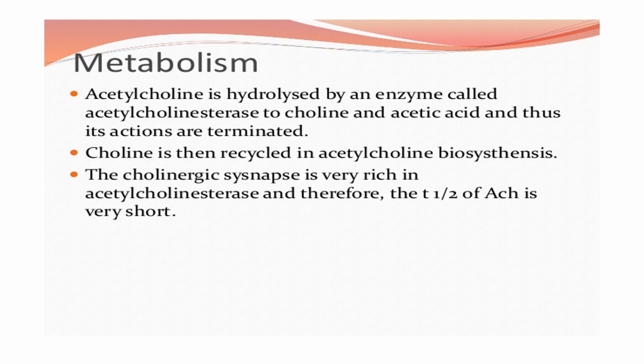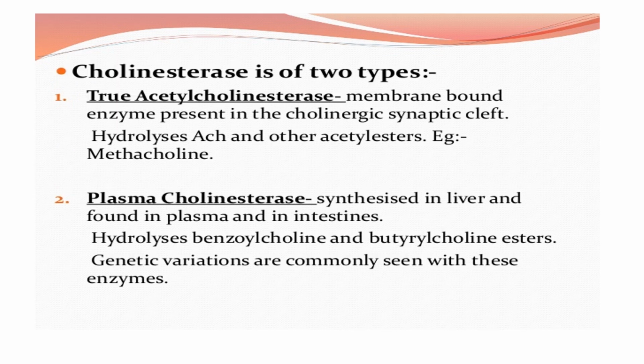Now coming to the different types of cholinesterase. It is of two types. One is true acetylcholinesterase and the second is plasma cholinesterase. True cholinesterases are membrane-bound enzymes present in the cholinergic synaptic cleft, which hydrolyze acetylcholine and other acetylesters, such as methacholine.